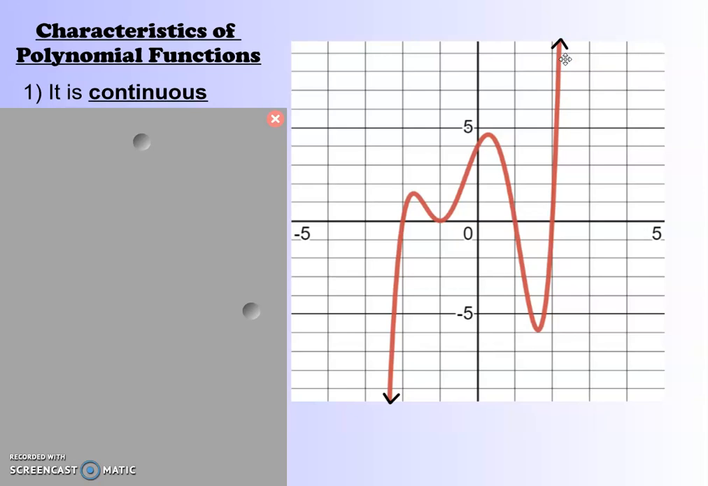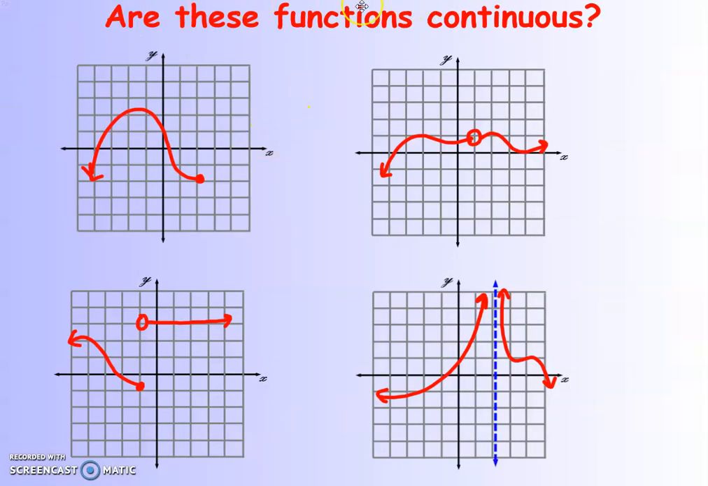So let's take a little side trip here and take a look at some graphs and decide, are these graphs continuous or not? The first graph right here, you can see it's finite on one side. It stops right here. But sure, I could take my pencil and trace the entire graph forever without lifting the pencil up. So this first graph, yes, it is continuous.